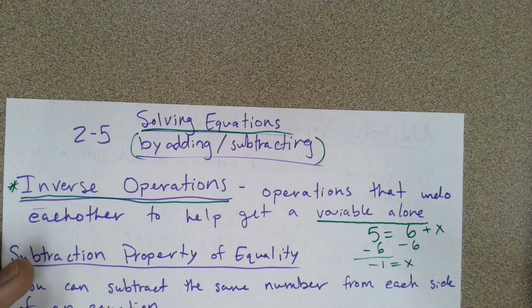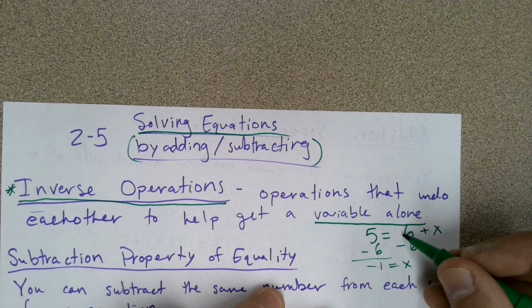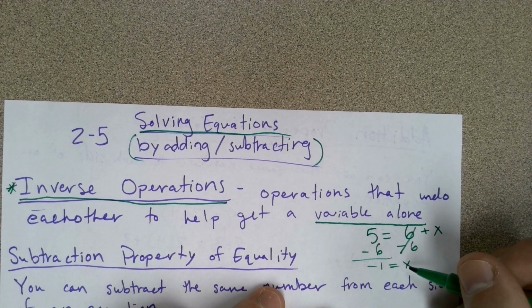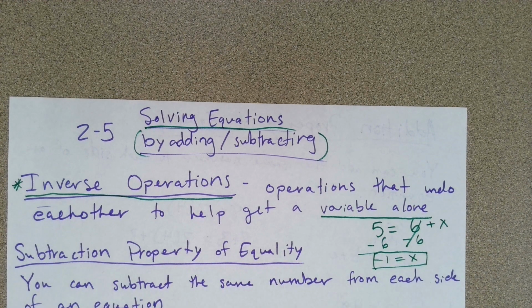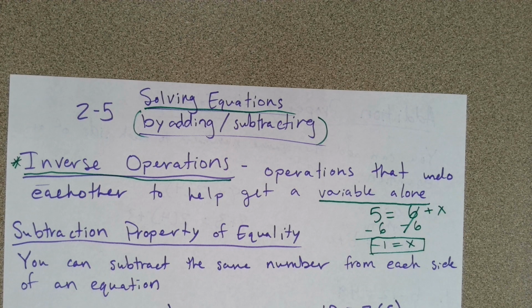So an inverse operation is something that you do on both sides to undo a certain thing. So we have a positive 6, we did a -6 to undo it. Those cancel out. Gets our variable by itself, helps us solve that. So an inverse operation, we'll have plenty of practice with that, but it's an operation that undoes each other to get the variable alone.